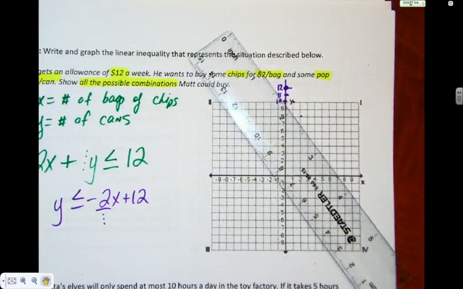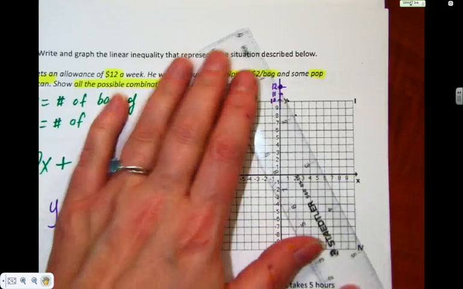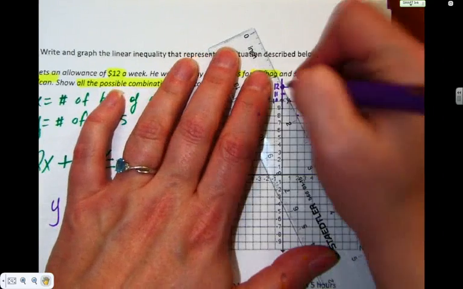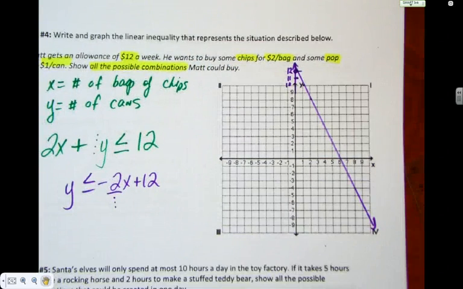Don't draw the line yet, because what do we need to think about? Is it solid or is it dotted, dash, broken, whatever you want to call it? How do we know it's solid? Because he can spend exactly 12. That's okay. He just can't go over. We're assuming taxes included. Yes, so that means it's solid.